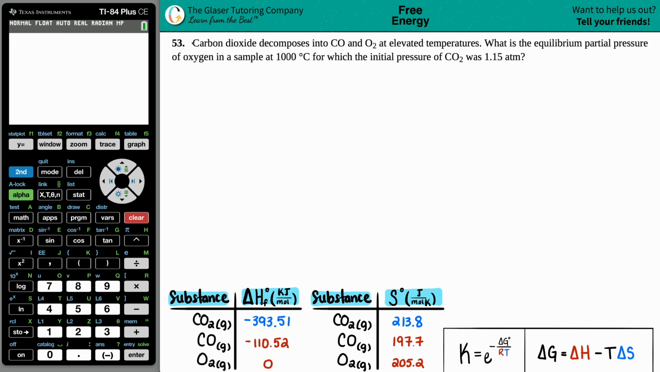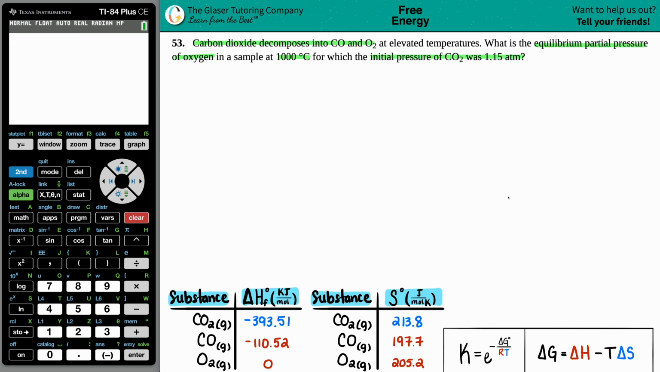53. Carbon dioxide decomposes into CO and O2 at elevated temperatures. What is the equilibrium partial pressure of oxygen in a sample at 1000 degrees Celsius for which the initial pressure of CO2 was 1.15 atm? Okay, so we're dealing with equilibrium here. We're dealing with equilibrium partial pressures.